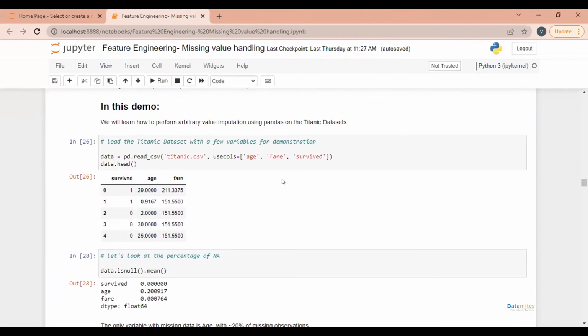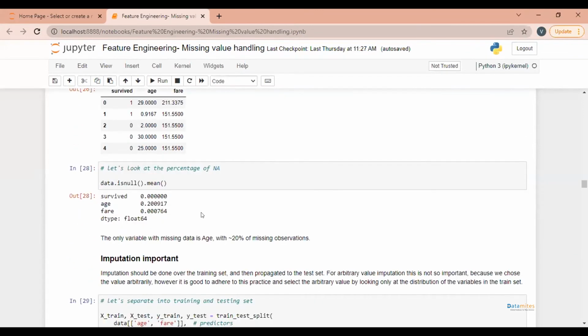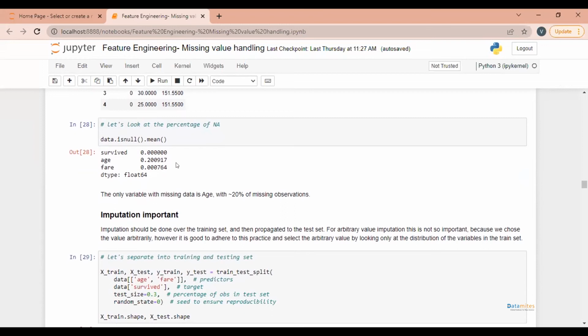Right. We are again using the Titanic data set. We are also using the same age, fare, and survived columns. Here we have already seen age has around 20% missing and fare has very little. We will check for the age column, which has around 20% of missing data.